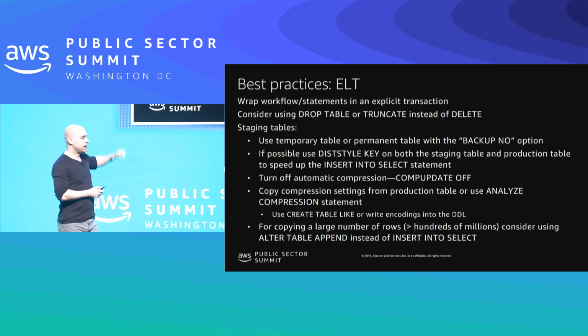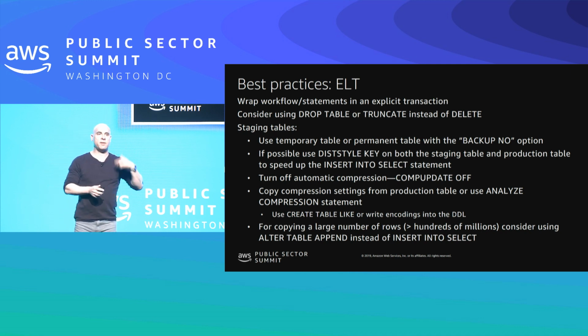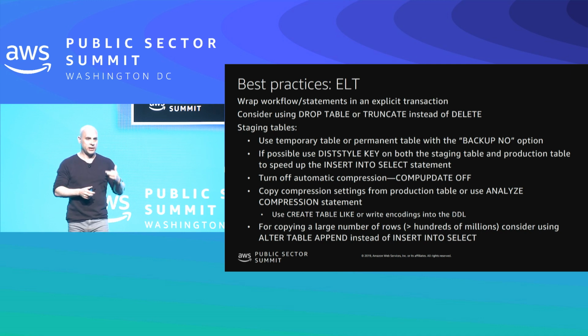The comp update one is basically we don't want to be figuring out compression repeatedly over and over again on those staging tables if you're creating them and dropping them without compression. But that like keyword that I used, that'll take care of that.